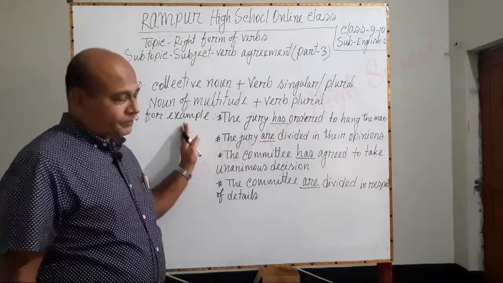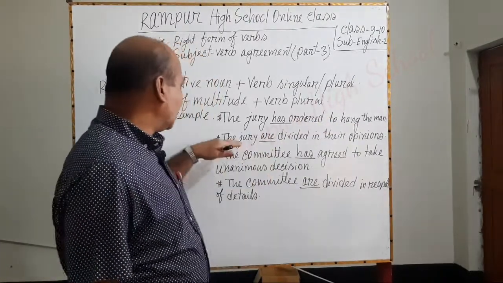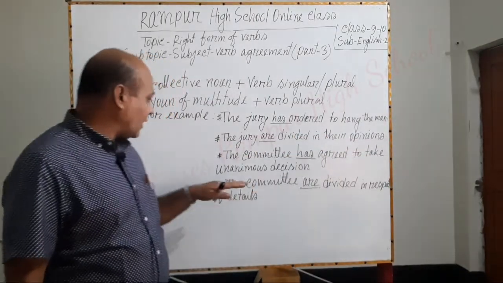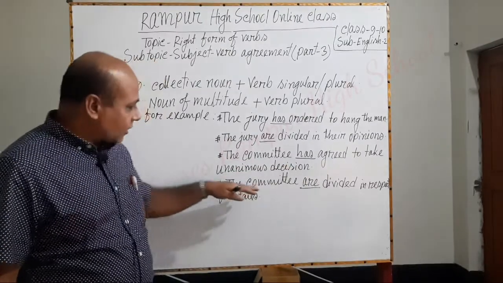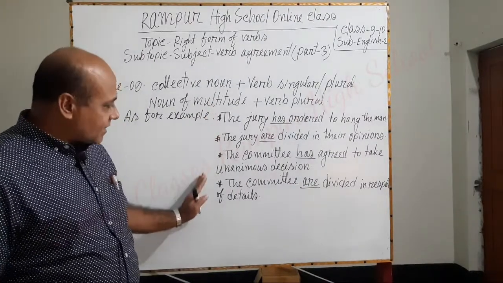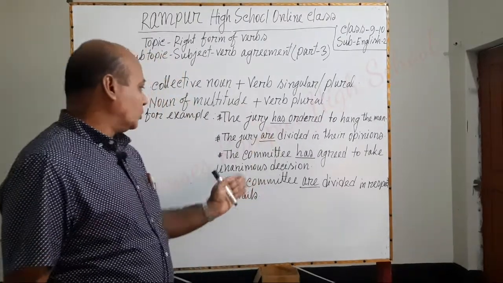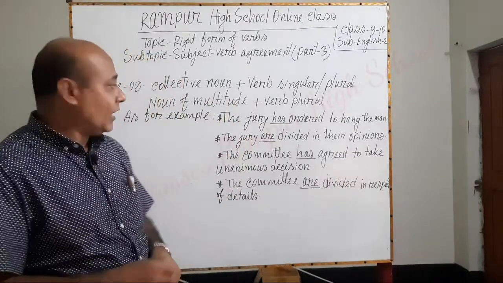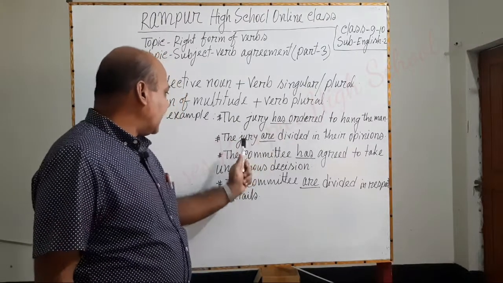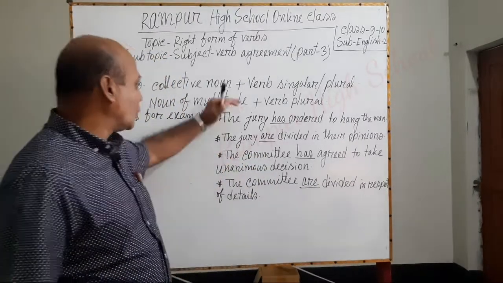As for example, here the jury has ordered to hang the man. The jury are divided in their opinions. The committee has agreed to take a unanimous decision. The committee are divided in respect of details. Here, dear learners, you will find some collective nouns as subjects in these sentences. Some sentences take a singular verb and the same subject takes a plural verb. What is the difference between the two?